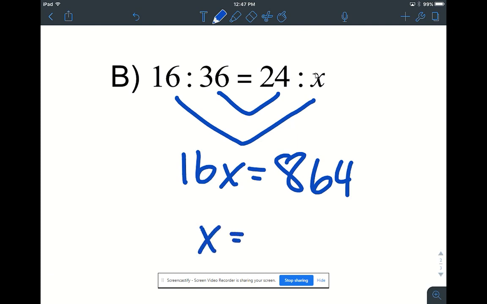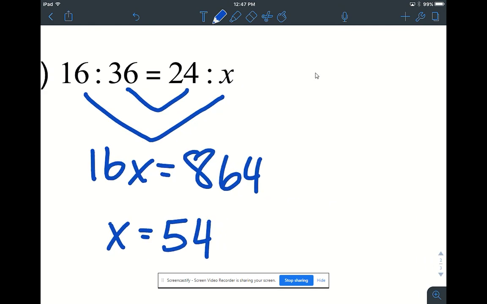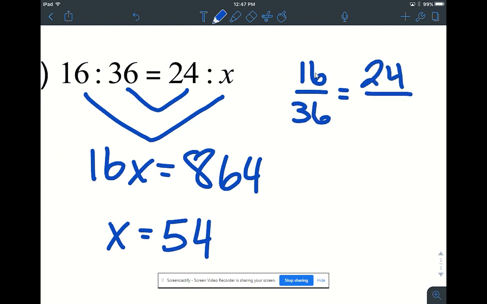So x equals 54. Now, if you wanted to, you could have come over here and put them into fractions. So 16 over 36 equals 24 over x, and then you could have cross multiplied, giving you the same next step of work that you see whenever we go outside and inside of the colon.